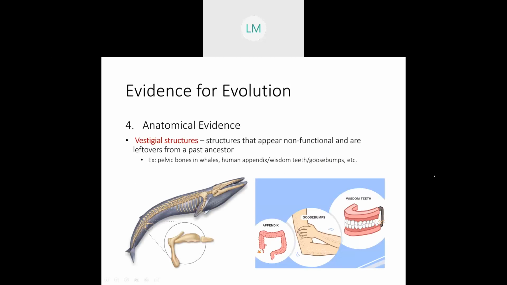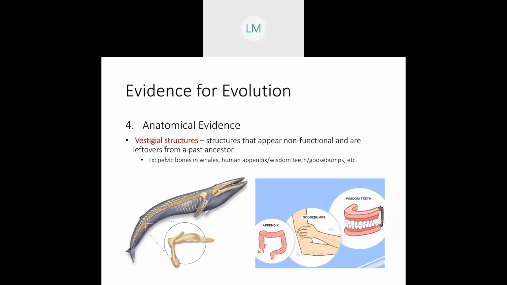The fourth line of evidence is anatomical evidence. There are a few different types of anatomical evidence that we can look at. One of those is called vestigial structures. This is basically a leftover structure. It's not really used anymore, but the only reason we have it is because our ancestors needed it. So this is a structure that appears non-functional, left over from a past ancestor.